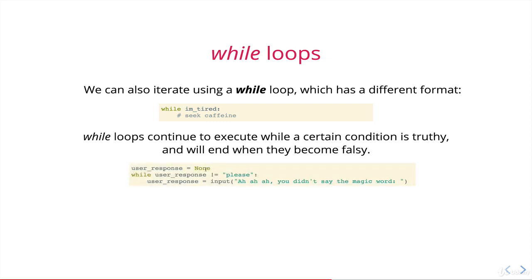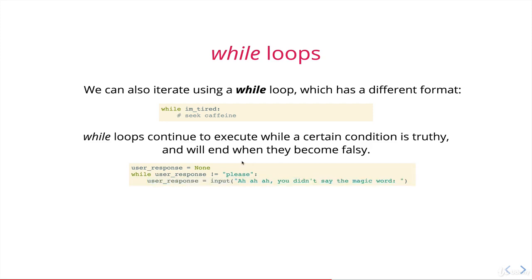So here's another example. We set user response, a variable, to be empty. We set it to none. We could also do an empty string. And then we write while user response is not equal to please. Notice the colon, just like all the other loops and conditional statements. So while the user does not type the word please, ask the user for a different input and say, you didn't say the magic word.